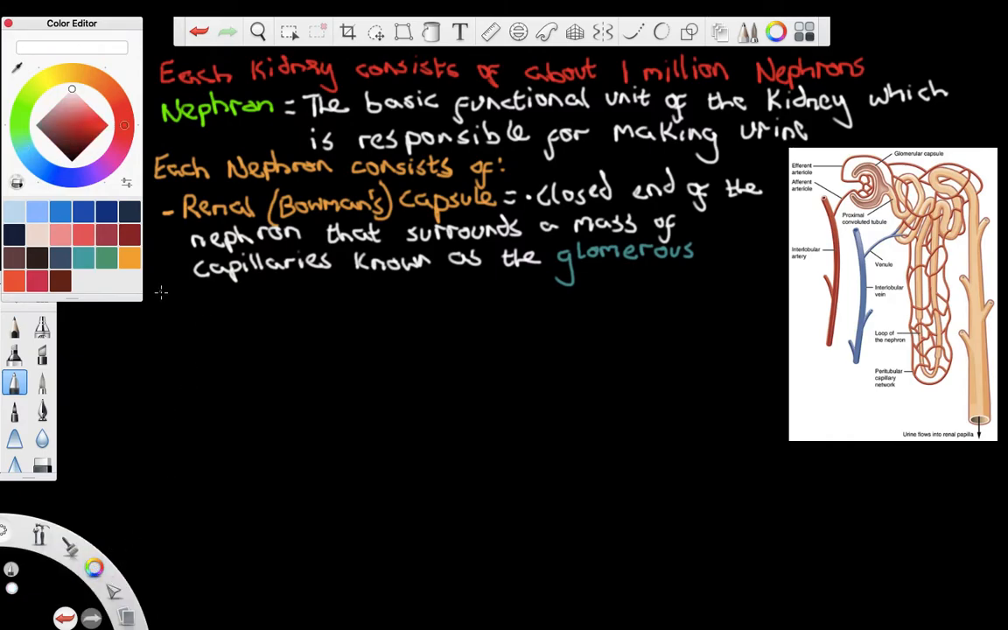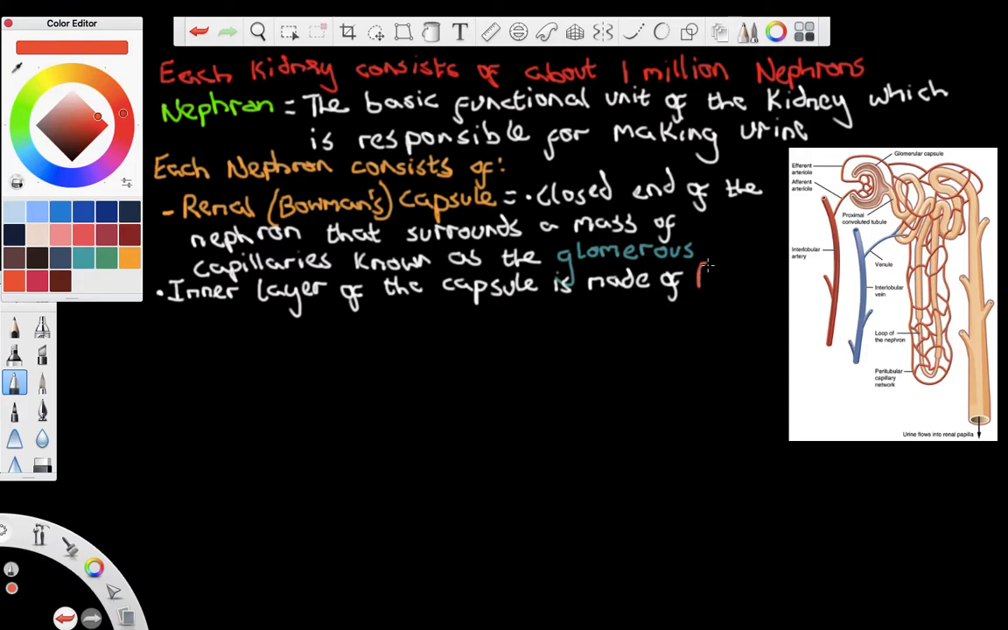So we can say that the inner layer of the capsule is made of podocytes. Podocytes. Okay.